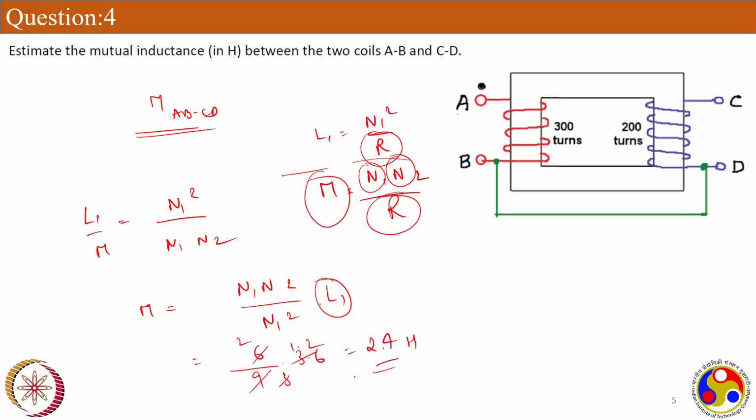Every time they ask you something, you get these relations in terms of the quantities which you know. Go with the basic formulas, and it won't be that difficult.